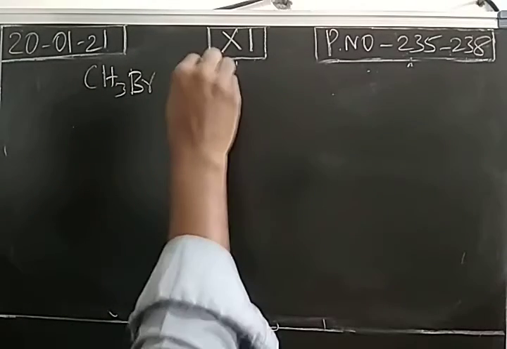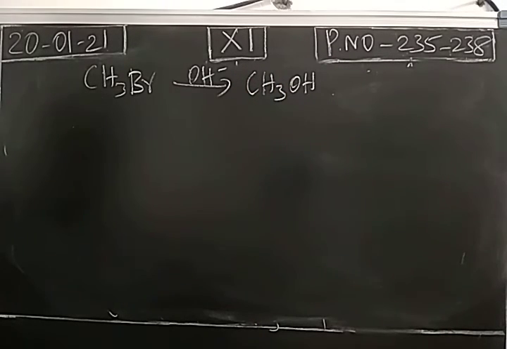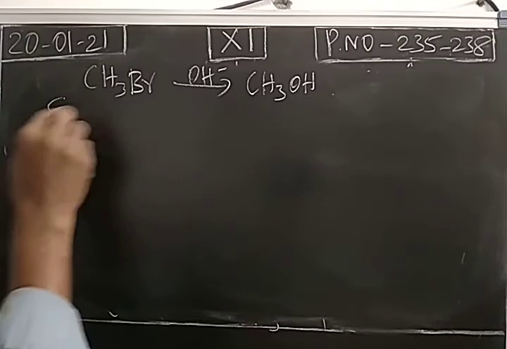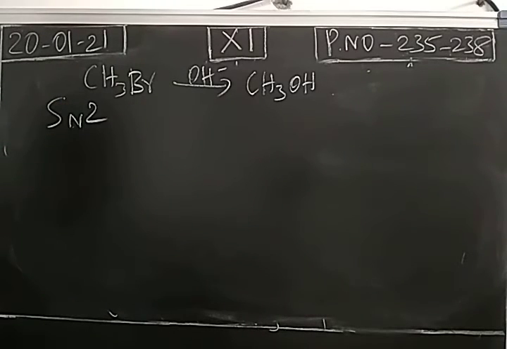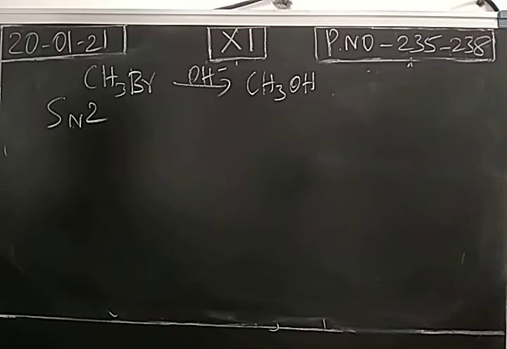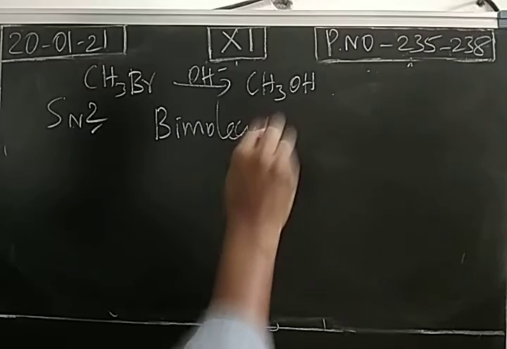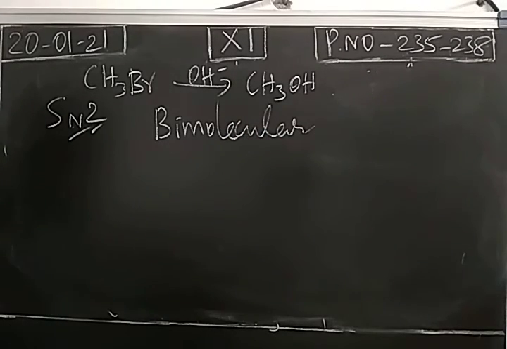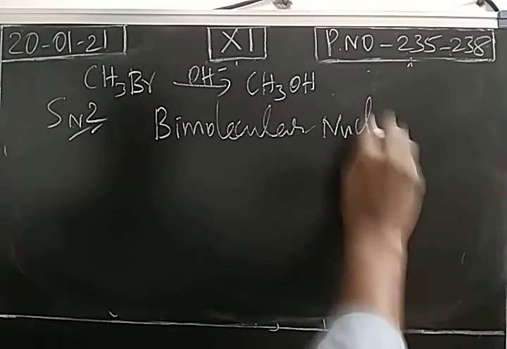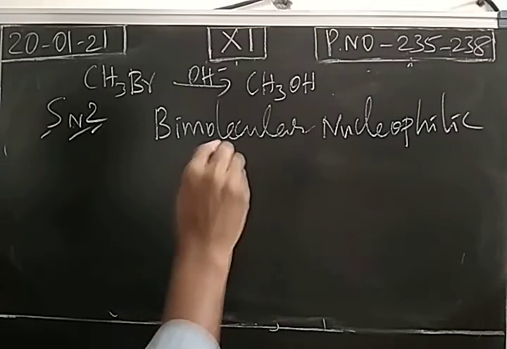Methyl bromide is involved in a nucleophilic substitution reaction to give the product methanol. What is the mechanism for the reaction? This is following the SN2 mechanism. It is a nucleophilic substitution reaction. This is bimolecular. Number 2 represents what? Bimolecular. N denotes nucleophilic, and S denotes substitution.